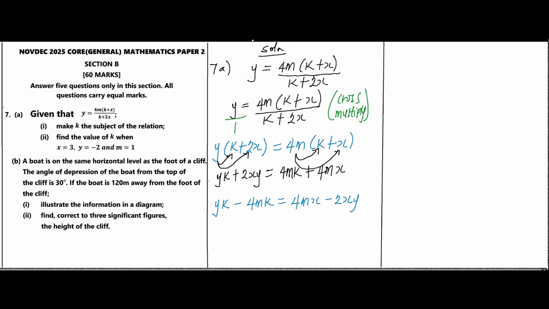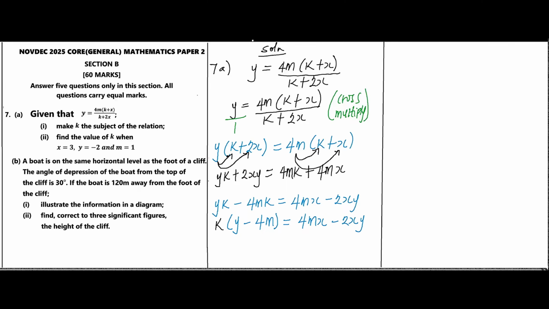So next, let's factorize k out. So when we factorize k out, we are left with y minus 4m. And this must be equal to 4mx minus 2xy.